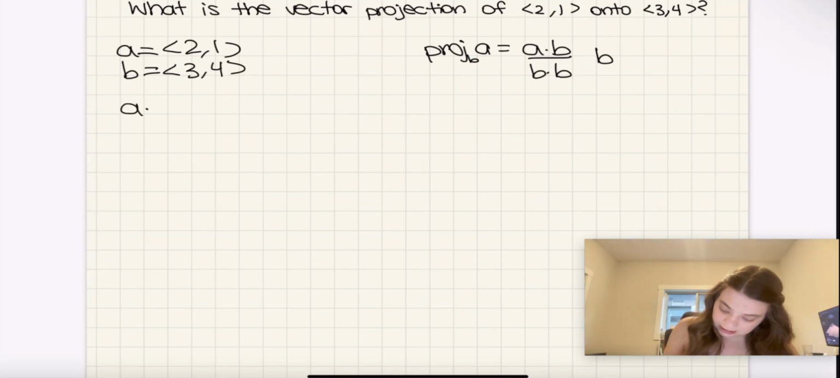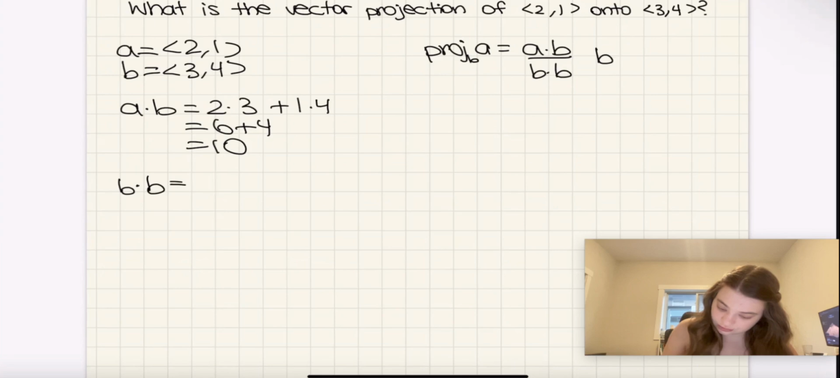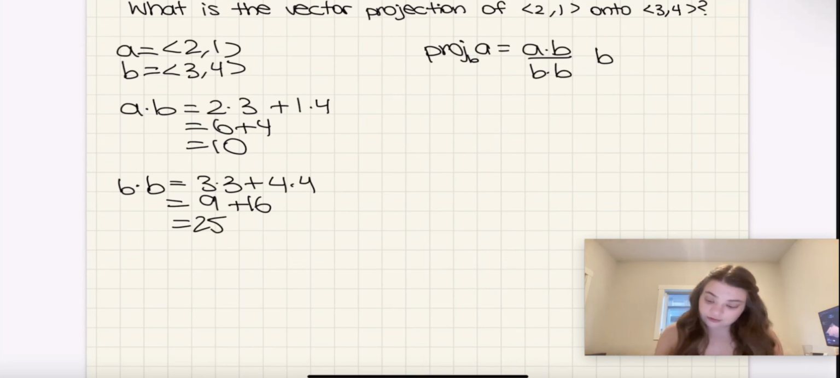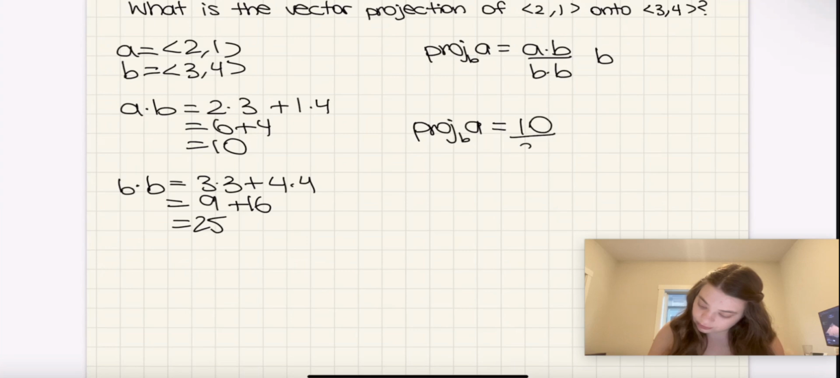And A dot B is equal to 2 times 3 plus 1 times 4, which is equal to 6 plus 4, which is 10. B dot B is equal to 3 times 3 plus 4 times 4, which is equal to 9 plus 16, which is equal to 25. So therefore, the projection of A onto B is equal to 10 over 25 times (3, 4).